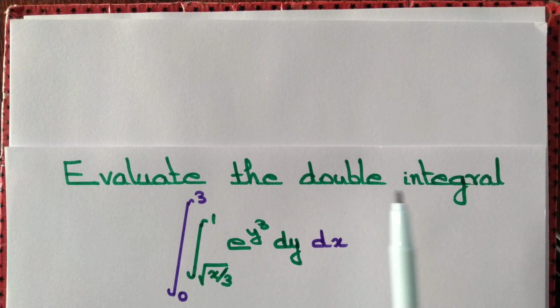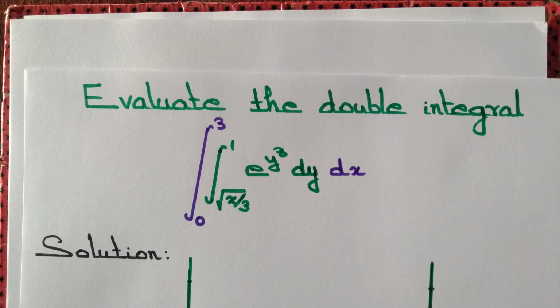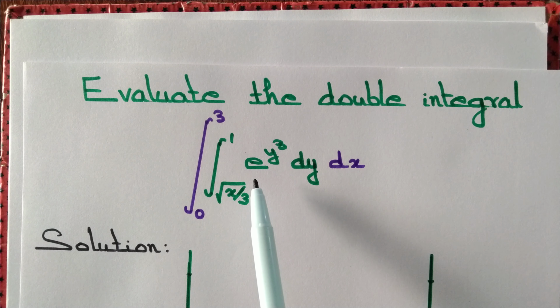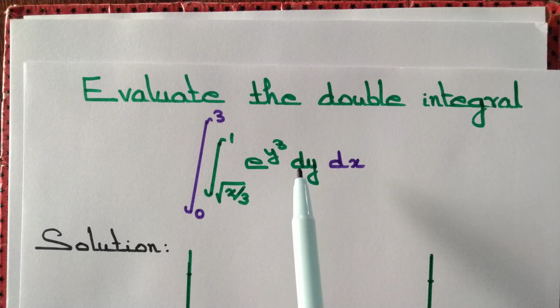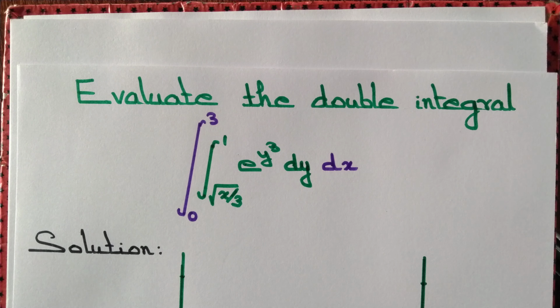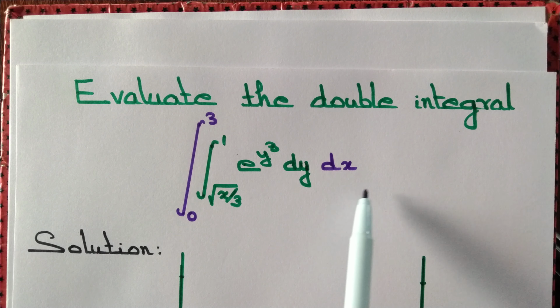Let us evaluate the double integral. Now you see that if we want to do it directly, then we need to evaluate the integral of e to the power y cube dy, but we do not know the closed form for e to the power y cube dy, or it may not be possible for us to evaluate the integral. But is there a way out? The answer is yes. What we will do is change the order of integration.